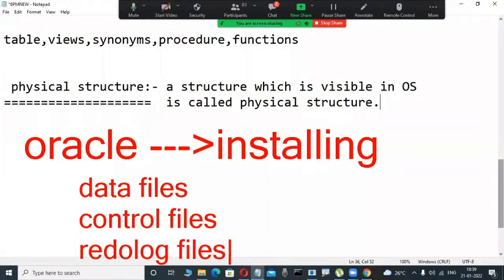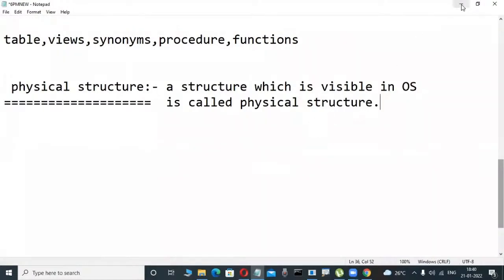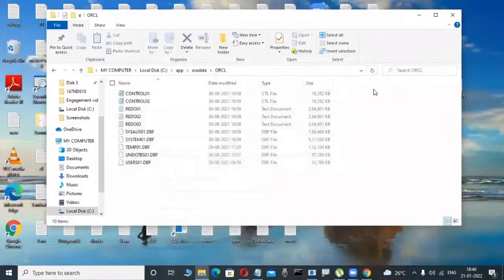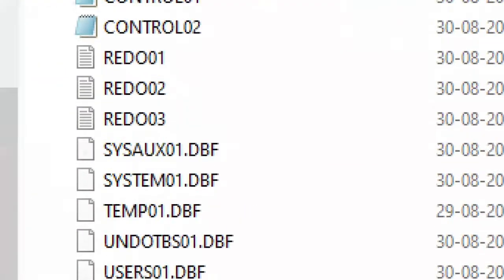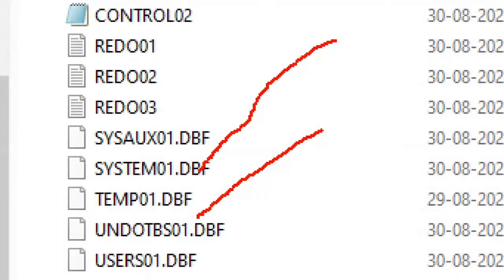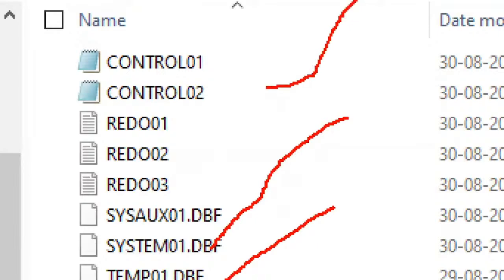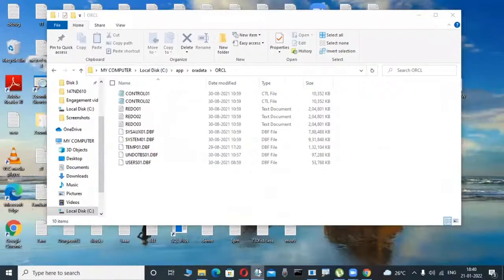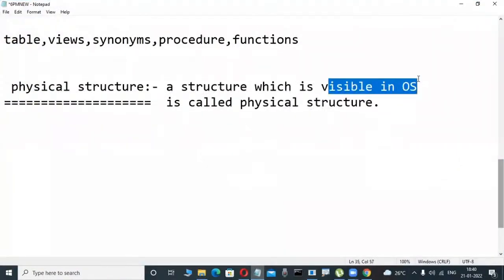You don't have an idea about these things yet. In the future DBA concept, I'm telling this as a rough introduction in our course. Observe here, whenever I'm installing Oracle software, automatically some files are created on the disk, in C drive, D drive. These are data files, .dbf files, something. What is this? You don't have an idea, later you will be familiar. Your control files, redo log files. That's why a structure which is visible in the operating system is called a physical structure.